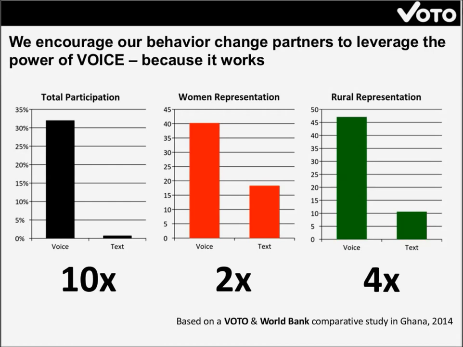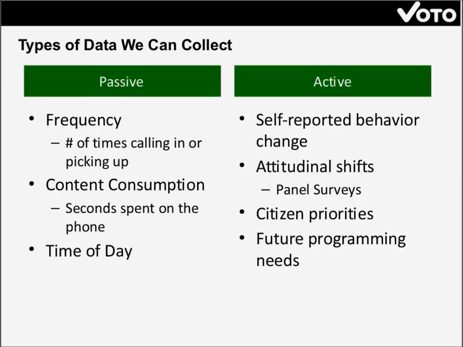And the final piece that I'll add on, just to push on the power of voice a little bit more, is the types of data we can collect. So when you think about a text message, it goes out, it's sent. That's about all you know. When you have voice messaging, there's this whole layer of what we call passive data that you can observe on the VOTO platform to see how people are engaging with your survey or your project. You could see how many times it takes to get someone to answer the phone, even though they've picked their selected time to be reached. You can measure content consumption, so how many seconds did they stay on the phone?